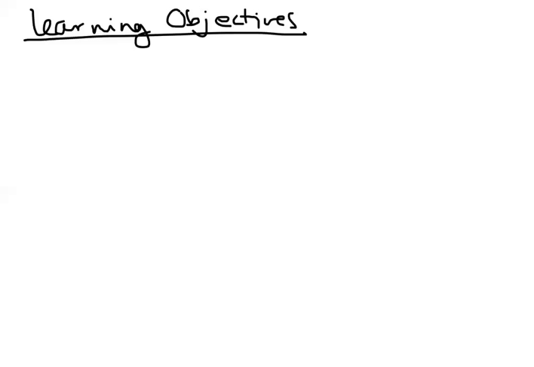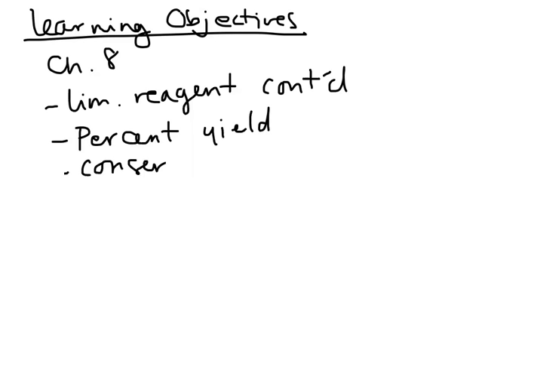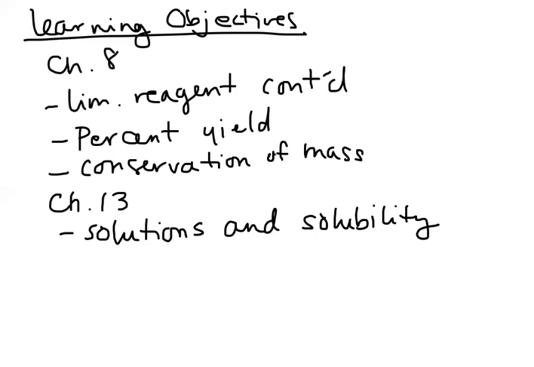Okay, so from chapter 8, we are going to continue with limiting reagent calculations. And then we are going to talk about percent yield and conservation of mass. And then we're going to move on into chapter 13, where we're going to start talking about solutions and solubility. And solutions and solubility will be what we talk about all next week, and solutions in reactions and things like that, and concentration.